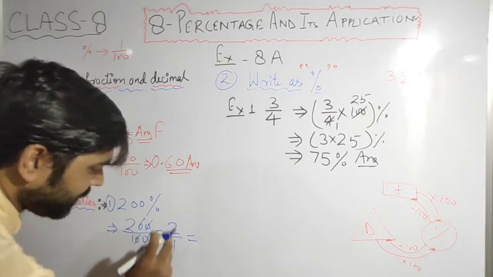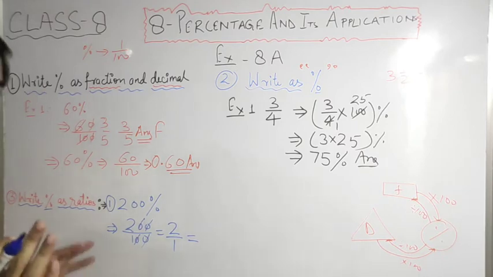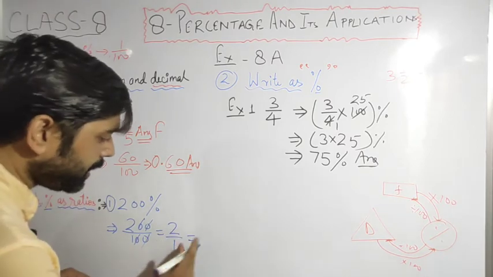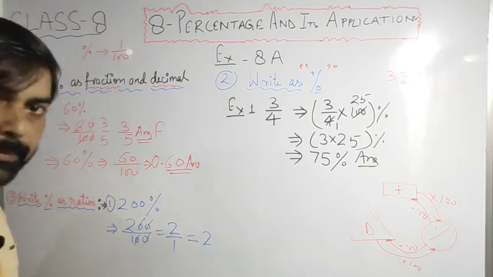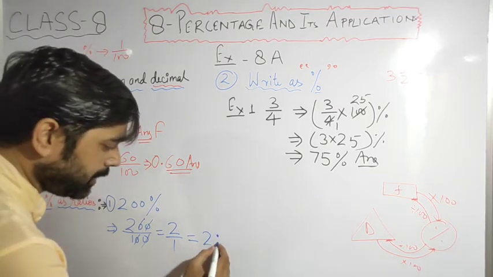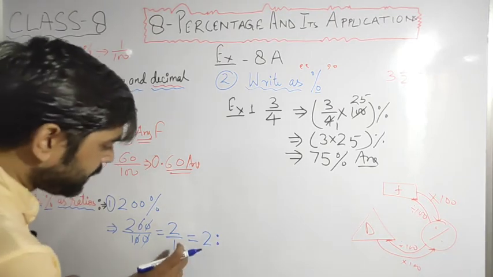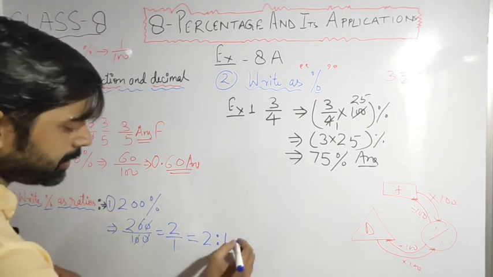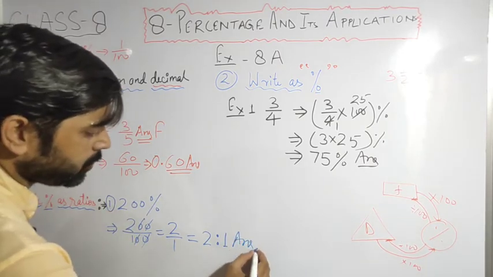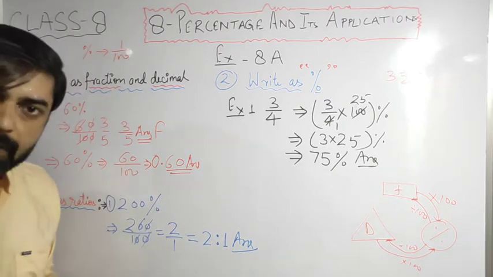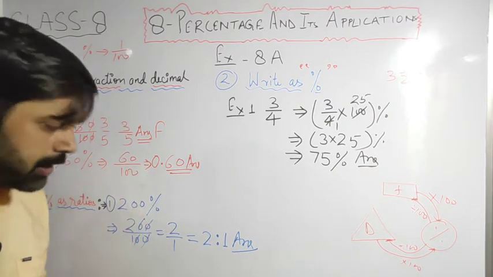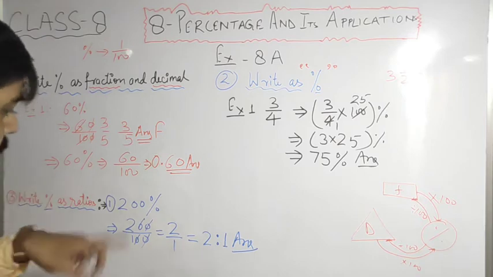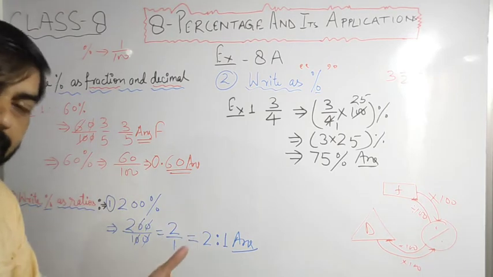Now you write this number in ratio. Yes or no? Yes, because this is a numerator, and the numerator will be the first term, and the ratio symbol is known as 'is to', and the denominator is written as the second term. So the ratio of this percentage is 2:1.